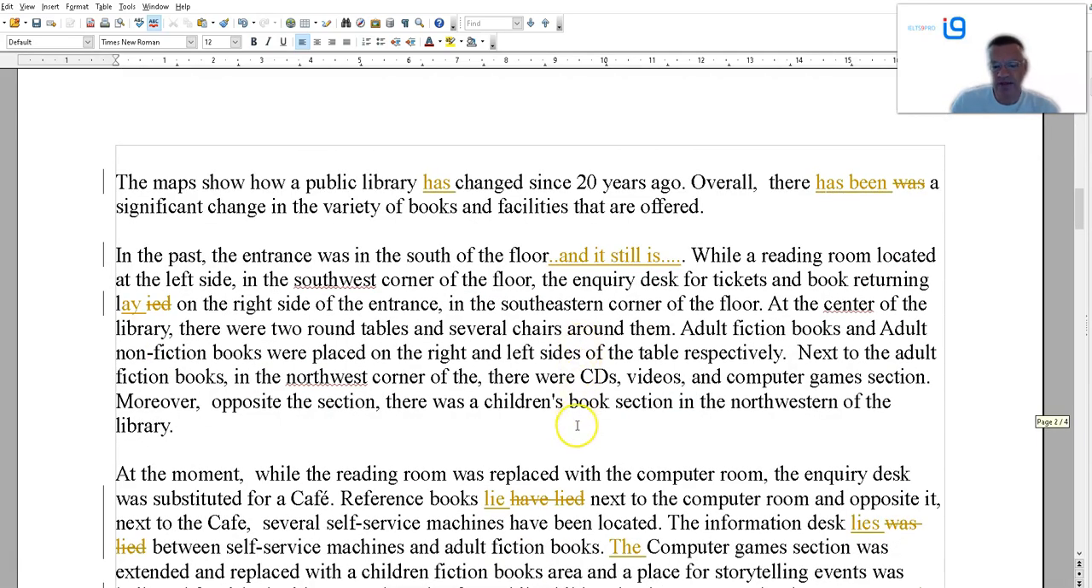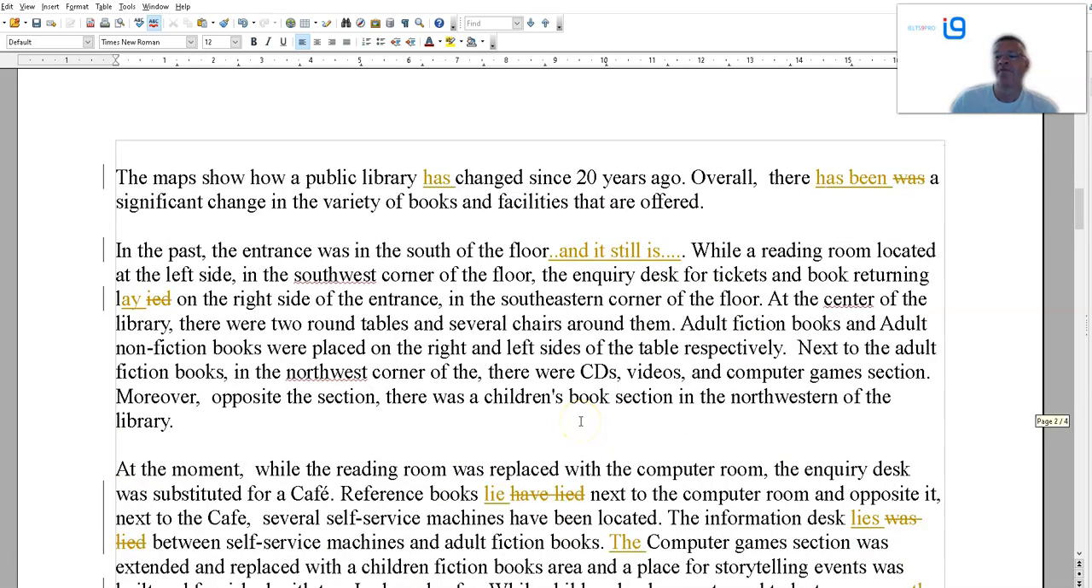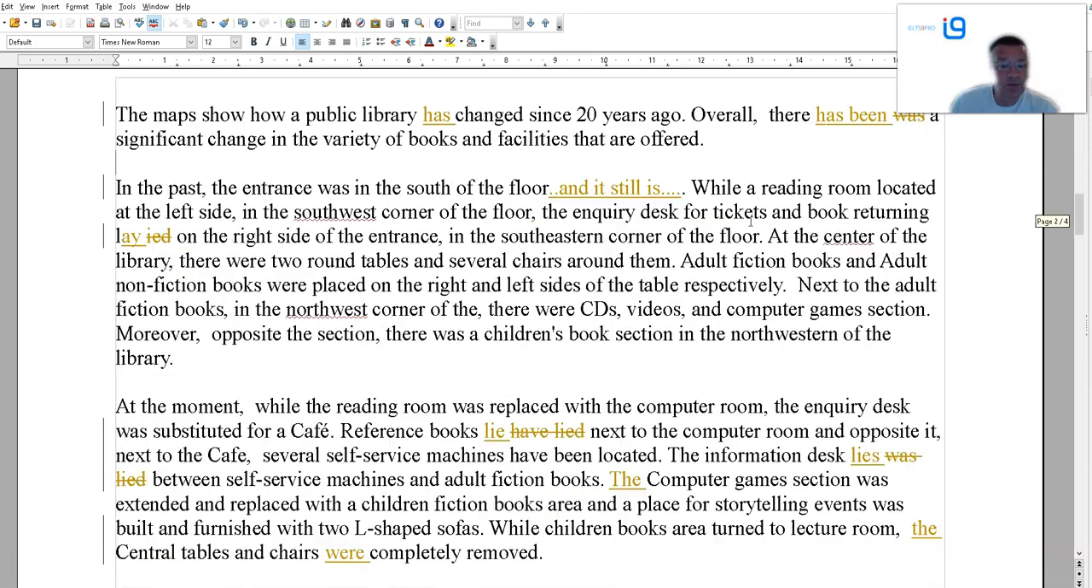Now, present perfect. You need to be using it because you're connecting past and present day. Has changed, there has been. So that's not too bad. A significant change, but it doesn't really say what those are. So again, you need to clearly, as the criteria says, identify those key trends and features. Now, the entrance was in the south of the floor, and it still is. That's not changed, so that doesn't work.